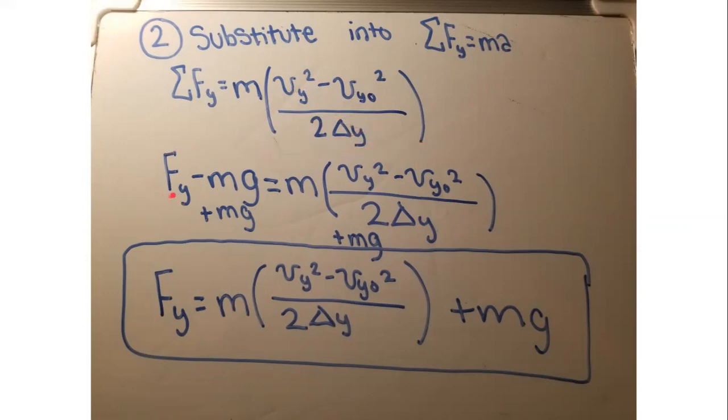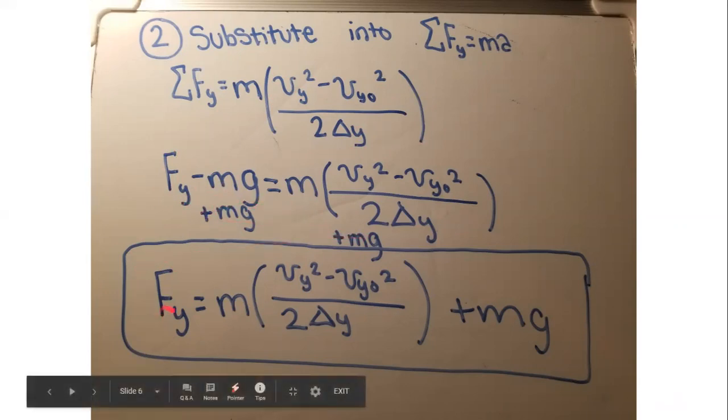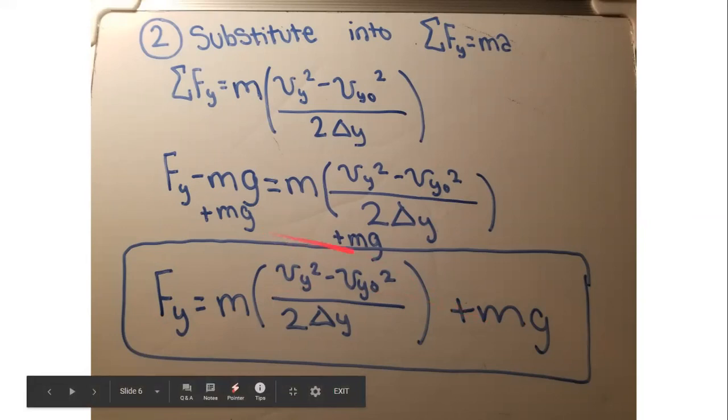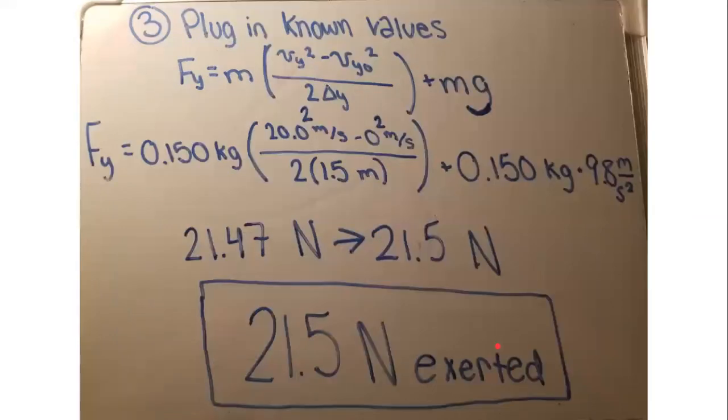But now we have the force applied by the pitcher minus the force applied by the ball. So we need to get rid of this bit to find out the force applied by the pitcher. So we can add this. We should get the force applied by the pitcher equals m times vy squared minus vy initial squared over 2 times the change in y, plus that mg, plus that force exerted by the ball.